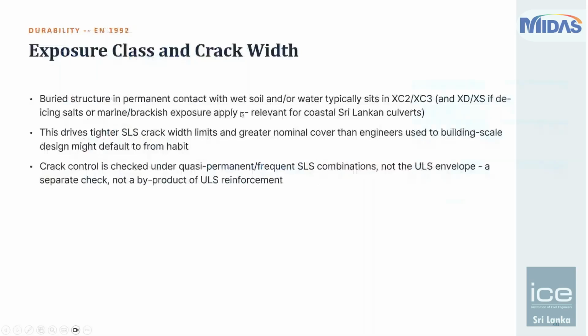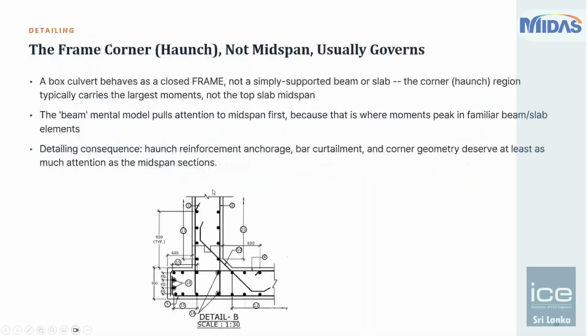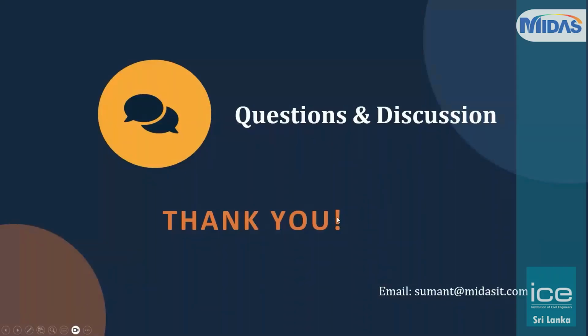We also looked at how MIDAS Civil can perform the exposure class checks or stress checks, as well as the cracking checks. This is a haunch detailing, of course. You need to provide the diagonal rebar so as to not have cracking propagate at these reentrant corners. So this is the most desirable detail at the haunch locations in box culvert designs. Okay, so I think I have covered most of what I wanted to. Thank you for the attention, and I'm open to any questions.